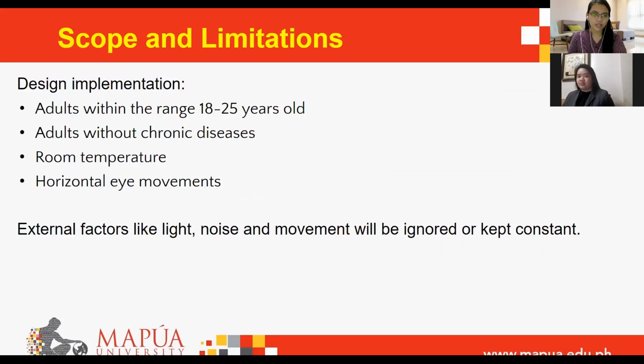Due to the COVID-19 restrictions and limitations, the testing for the prototype was conducted on 10 users without diagnosed chronic conditions. The inclusion criteria were that the participants are adults of 18 to 25 years old.